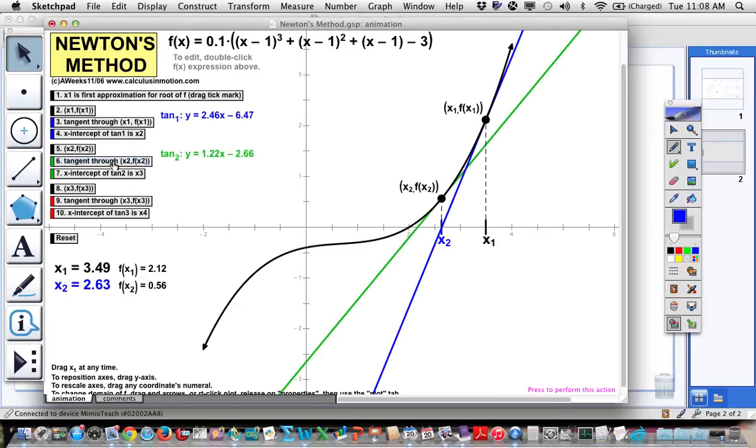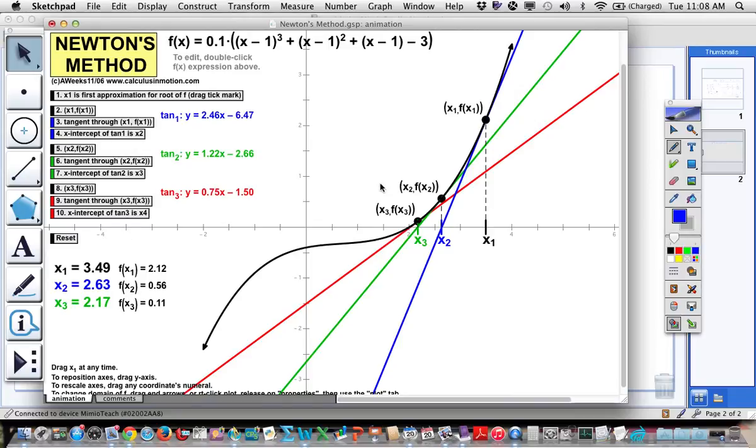Find the line, find the tangent line at that point. And now look where it crosses. Pretty darn close. And now let's do it again. Let's take that point. Plug it in. That's pretty darn close to 0. Let's do a tangent line there. The red line crosses almost exactly at the same point. And we could do that over and over and over again.